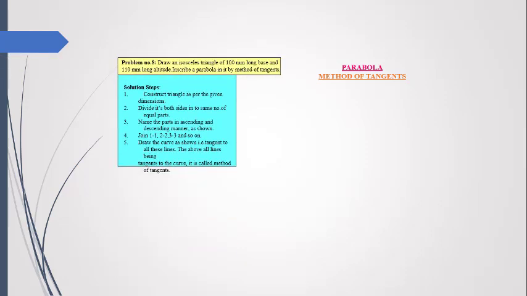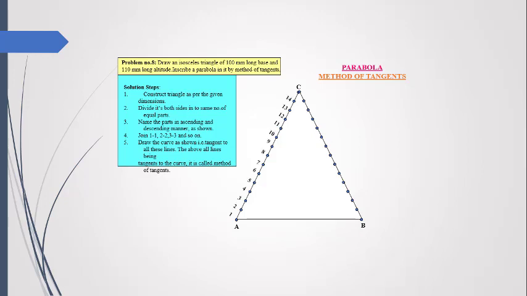The other method for parabolic construction is the tangent method. So let's see what the tangent method is. First of all, we will draw a triangle. For the parabola, a triangle has been drawn. Let's call it A, B, C, and I will divide both sides in equal parts, that is 14 parts from A to C, and again 14 parts from C to B.